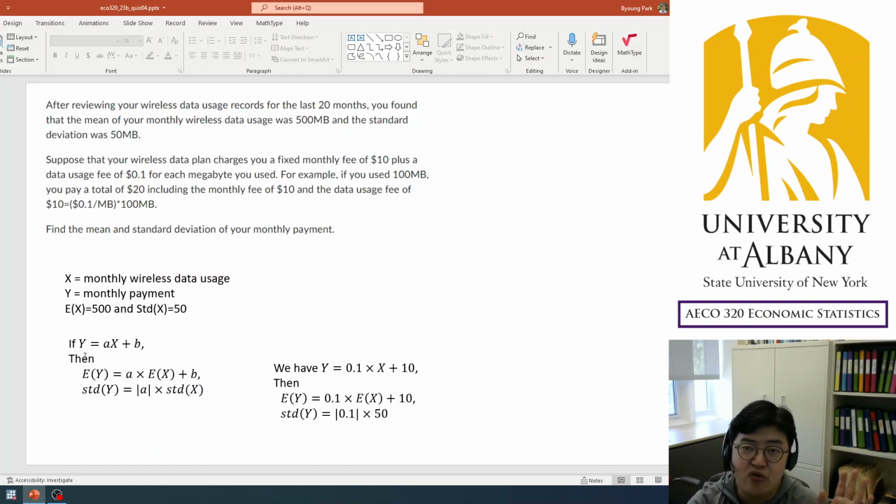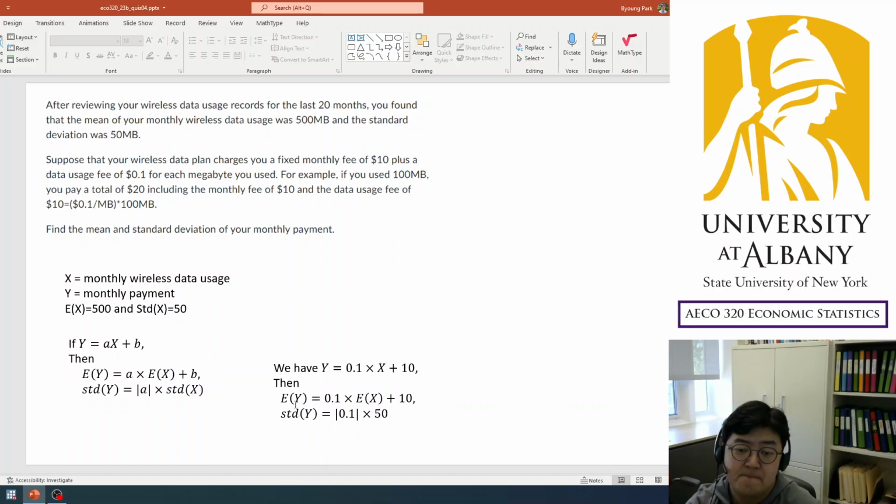And we also know that if y is a linear transformation of x, then the expected value and standard deviation of y can be written in this way, using the original variable's mean and standard deviation. Okay? So now we apply this linear relationship to our specific case. We are multiplying by 0.1 and adding $10, right? So for each megabyte, you pay 0.1 plus a fixed cost of $10. Okay, it's a perfect linear transformation, and then you can use these formulas.